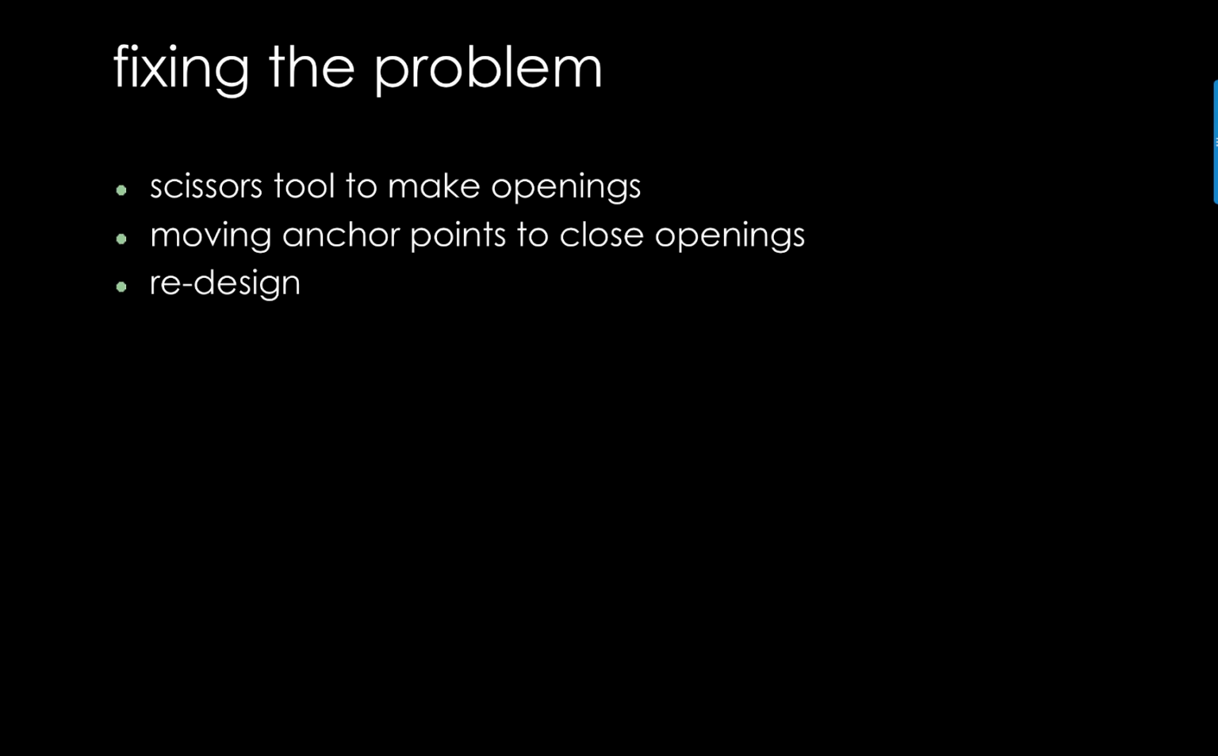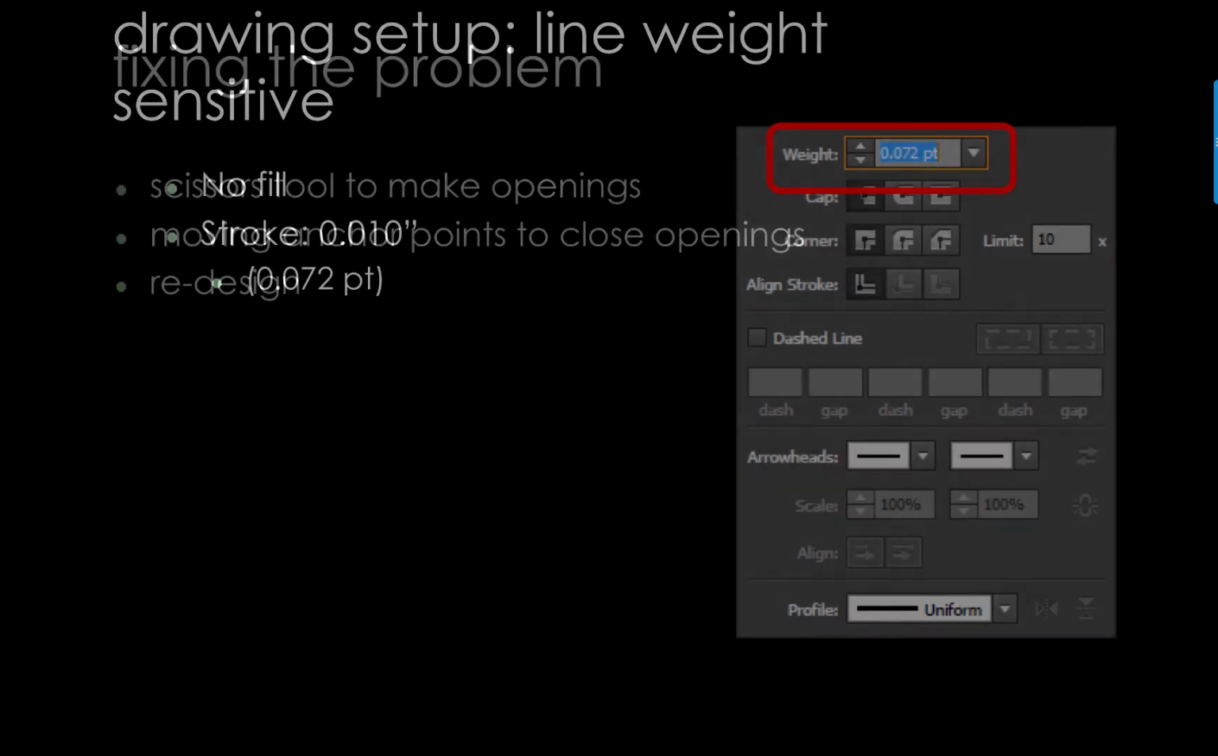So anyway, there's a number of ways you can fix that problem. The scissors tool in Illustrator is the easiest one. What it does is it makes openings in strokes. So it basically removes little sections of strokes. You can also move around the anchor points in Illustrator, and that helps. Or you can just give up and choose a different design. That's another way you can do it.